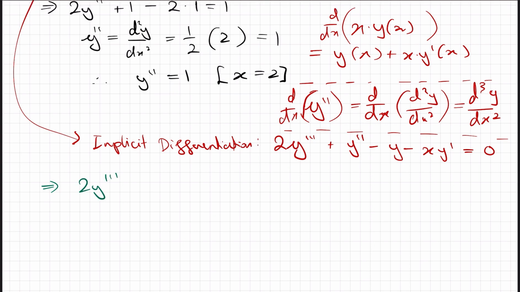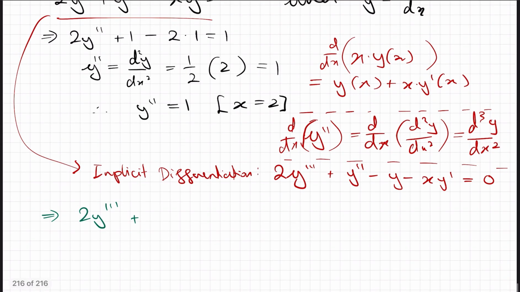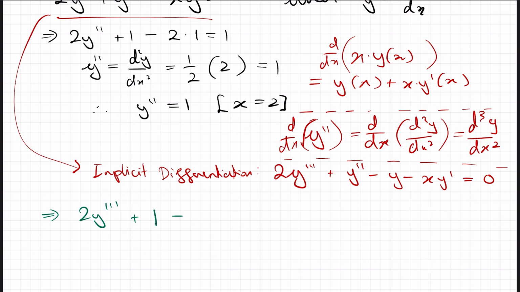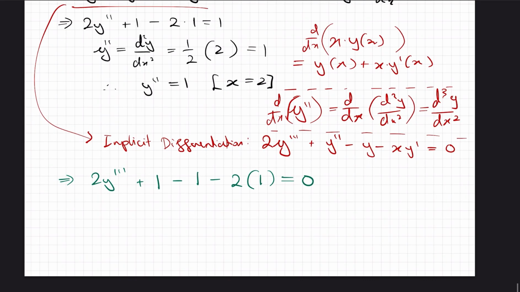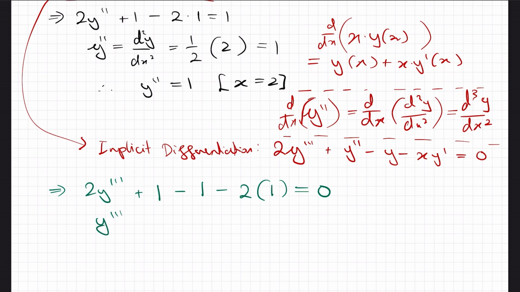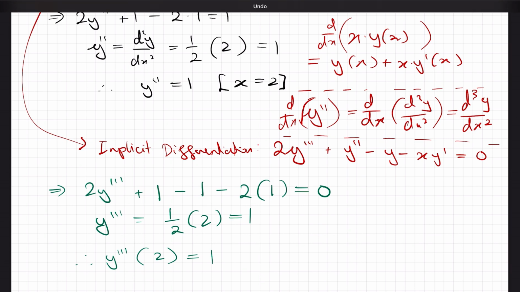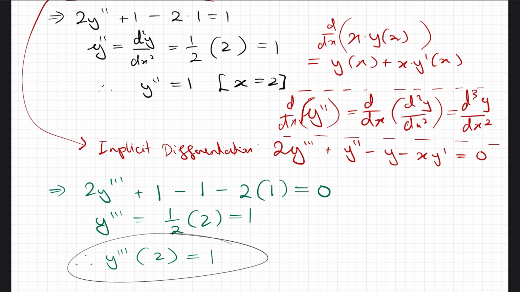So after substituting, we're going to get y triple dash plus y double dash, which is 1, minus y, which is also 1, minus x, which is 2, times y dash, 1. That's equal to 0. And so after rearranging a little bit, we can get that y triple dash is going to be 1/2 multiplied by 2, which is 1. So we've got y triple dash at x equals 2 is equal to 1. So there we go. We've got our new solution for y triple dash at x equals 2.